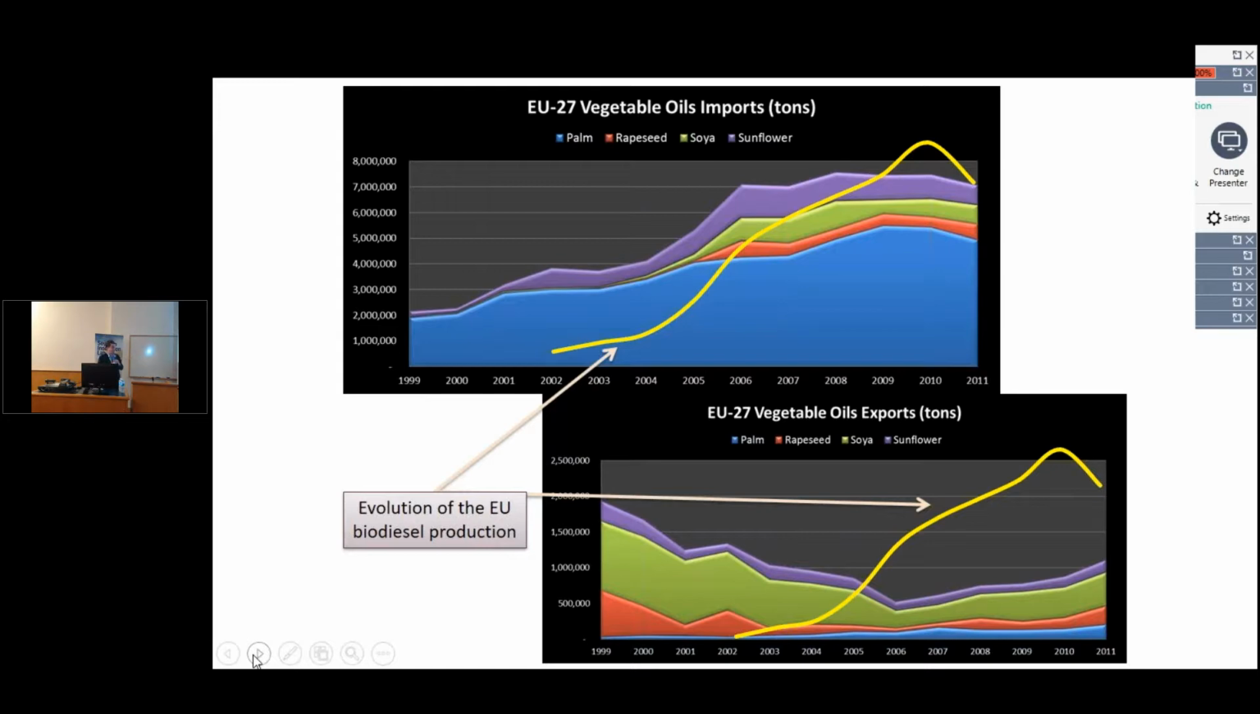In the past, if you see here, basically Europe was a net exporter of vegetable oil with some rapeseed exports, and very quickly after the biodiesel shock, the exports have shrunk, the imports have exploded, and Europe has become a net importer of vegetable oil. So it has changed its position on global markets.